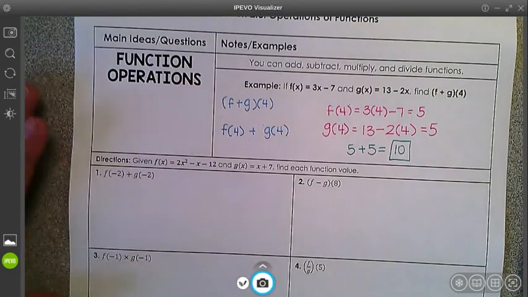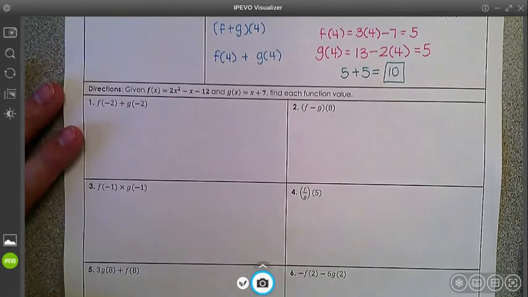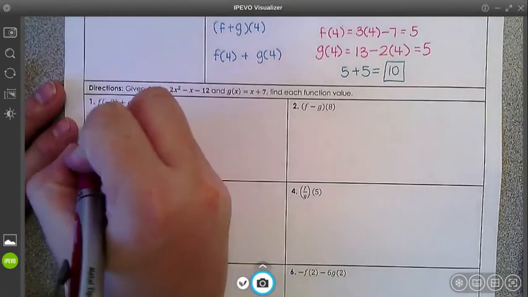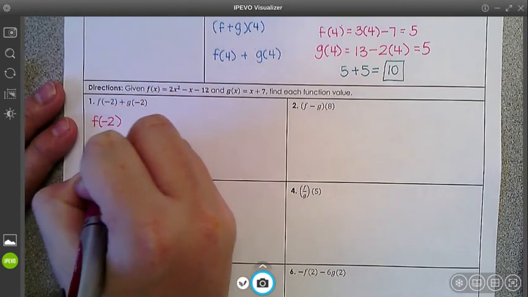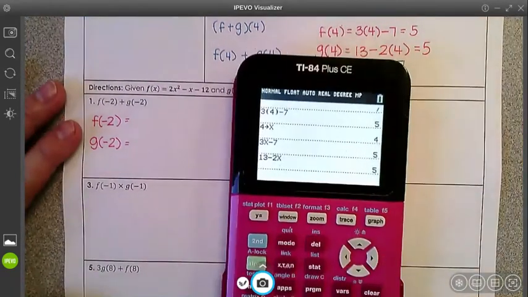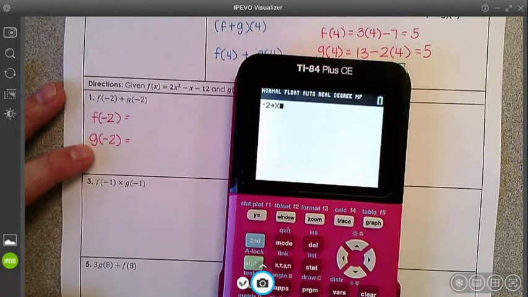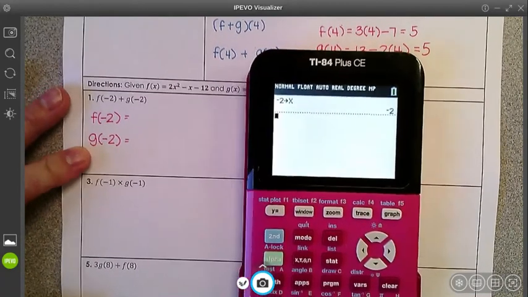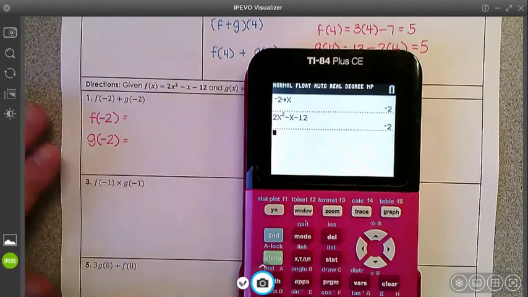All right. So let's look here at number 1. We're going to find both f of negative 2 and g of negative 2. So if I go to my calculator, negative 2, I'm going to store that as x. And then type in 2x squared minus x minus 12. And we get negative 2.